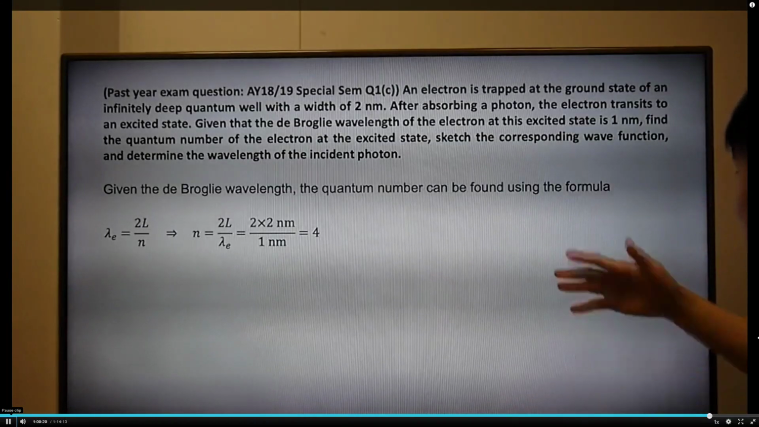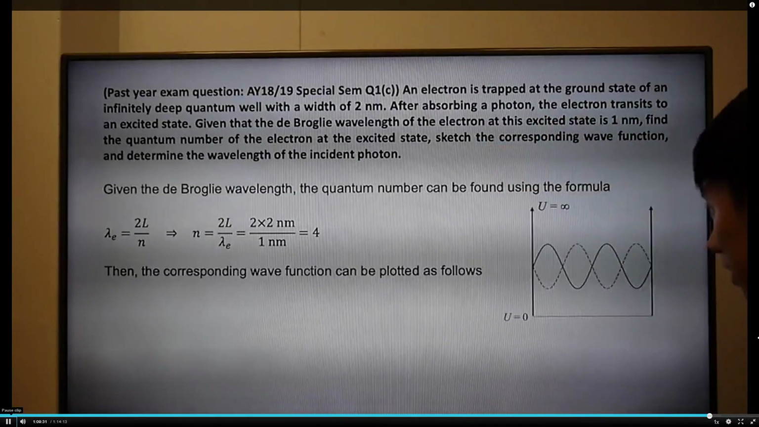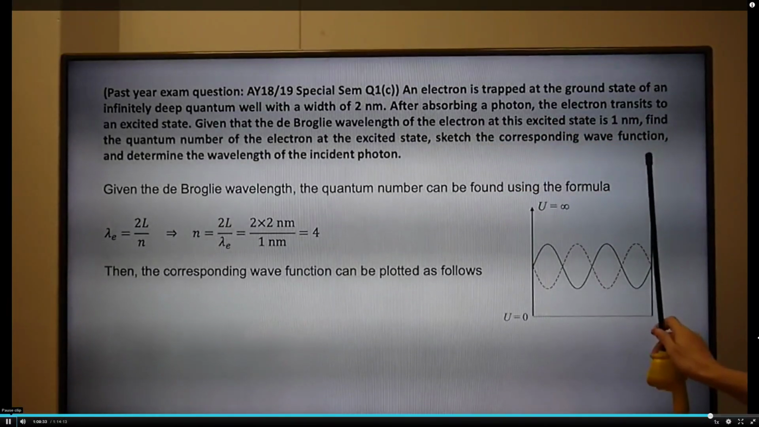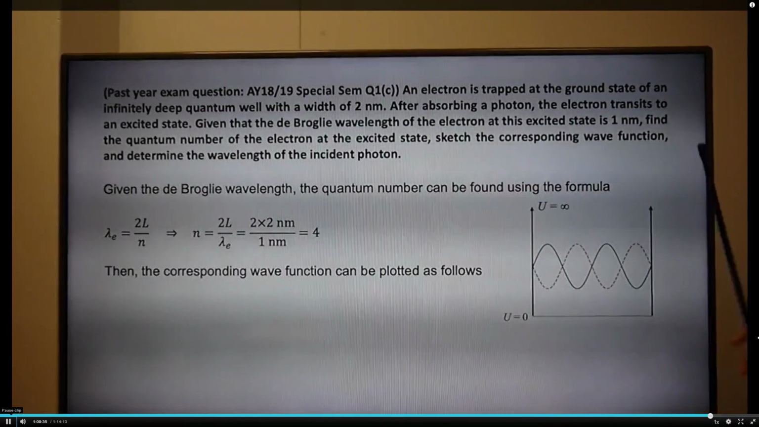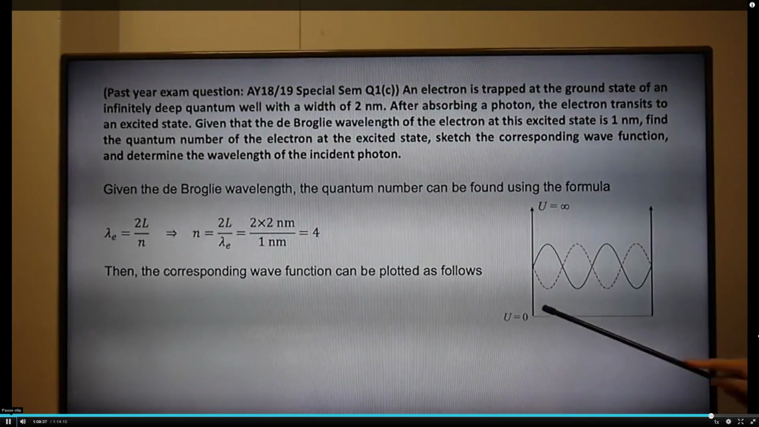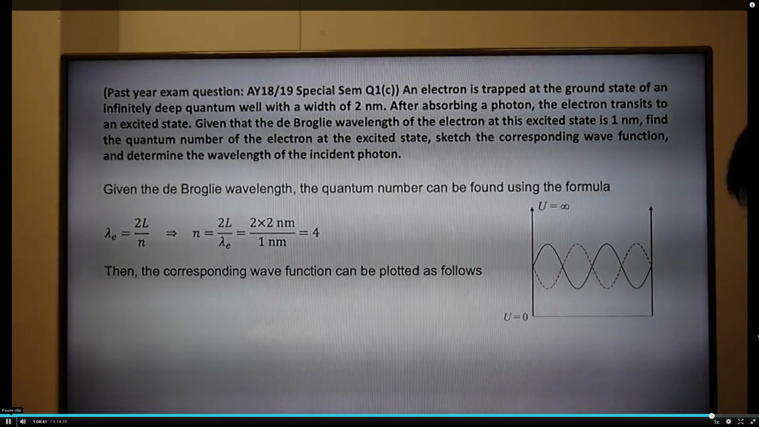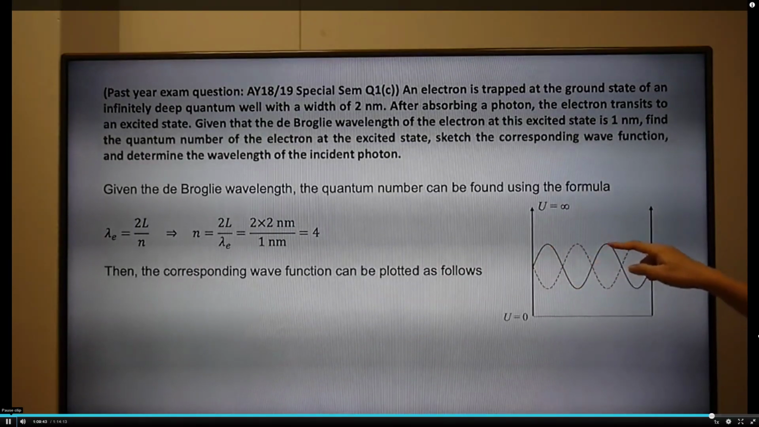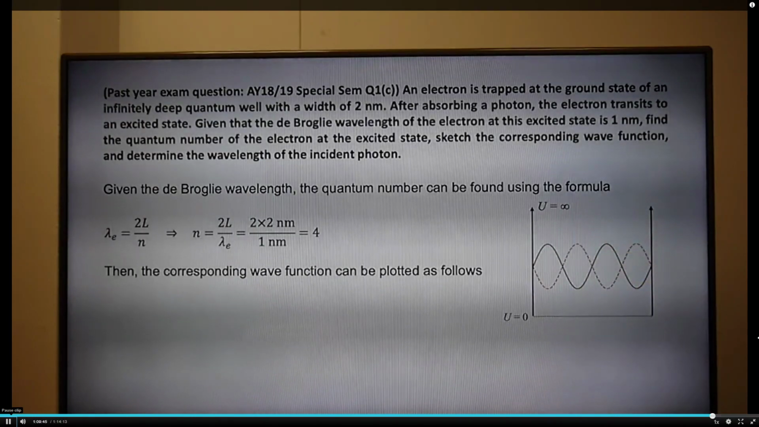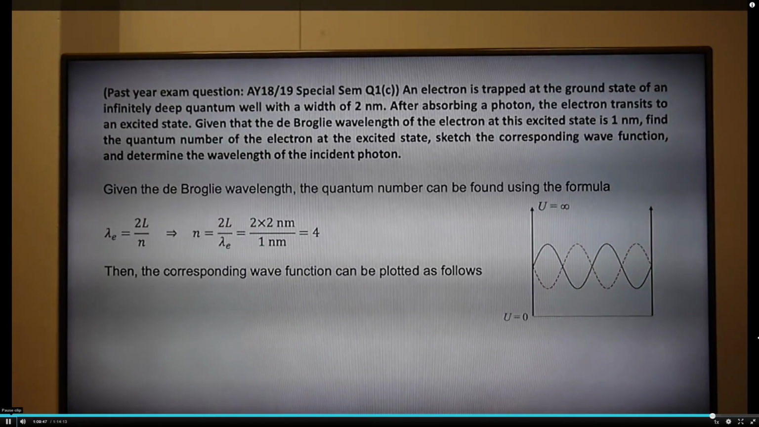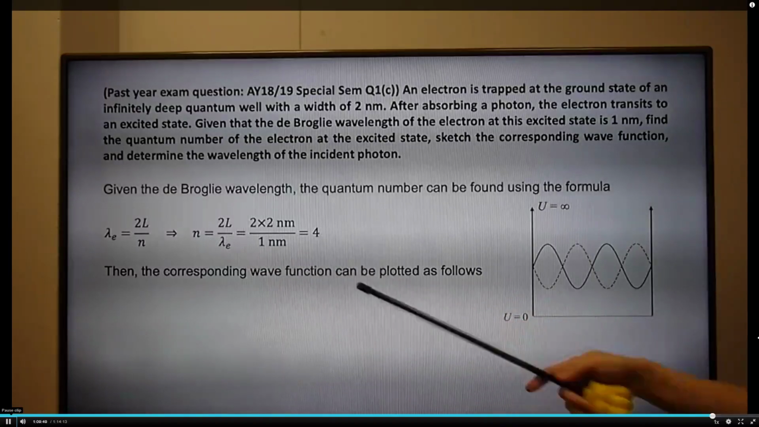Then let's sketch the corresponding wave function. So we have an infinite quantum well. The length is 2 nanometer. Then you can draw these waves when n is 4.